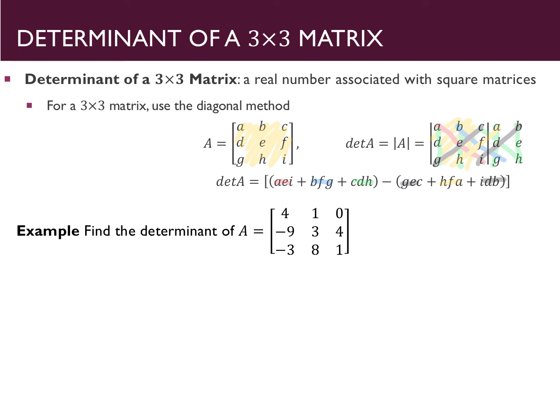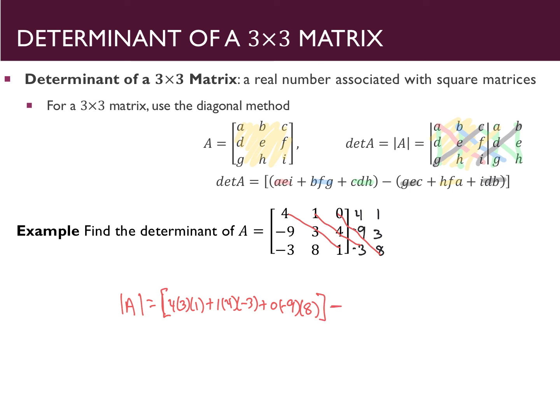First thing we're going to do is copy our first 2 columns as such. And then to find our determinant, we will find our main diagonal, so 4 times 3 times 1, and then we'll add to that the next diagonal to the right, 1 times 4 times negative 3, and then we'll add the next diagonal, 0 times negative 9 times 8.